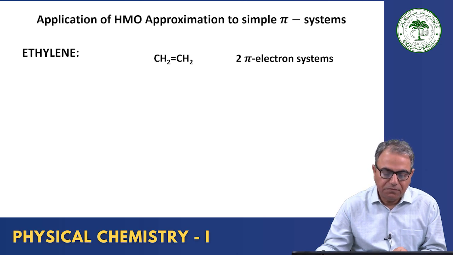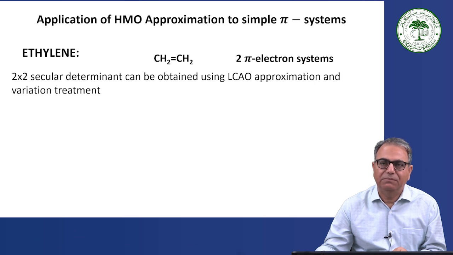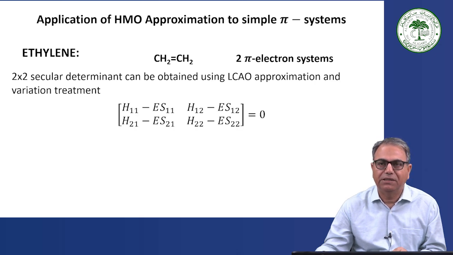Okay. Now in this 2 pi electron system, your psi MO will be C1 psi 1 plus C2 psi 2, and since we are using two wave functions in the LCAO, you will get a 2 by 2 determinant. So the 2 by 2 determinant will be like this. We have written it earlier also. H11 minus ES11, H12 minus ES12, H21 minus ES21, and H22 minus ES22. Okay, these are the 4 terms.